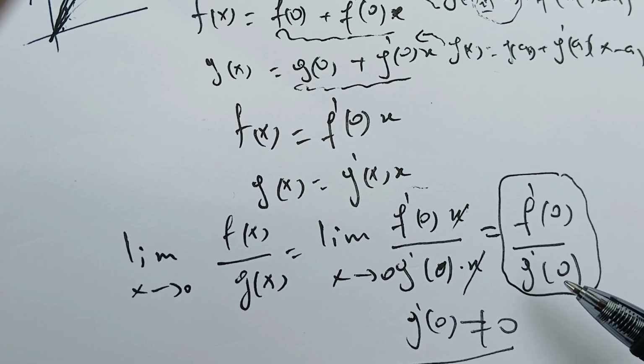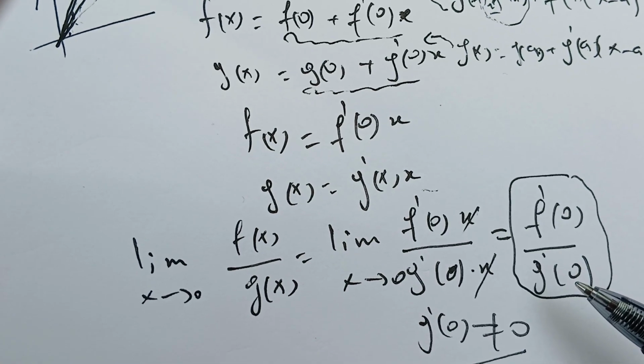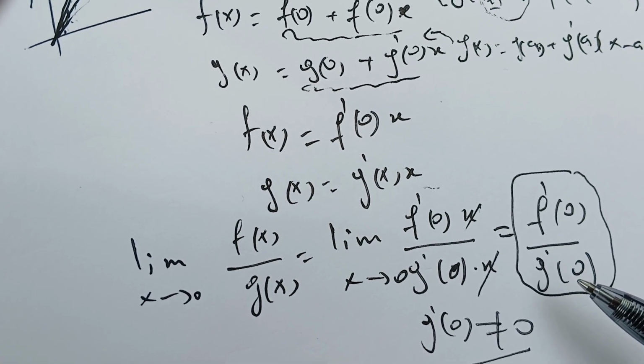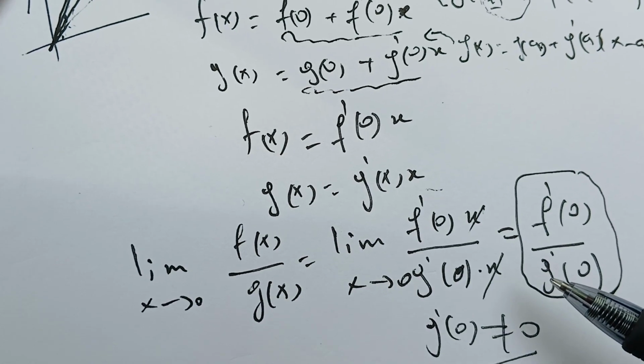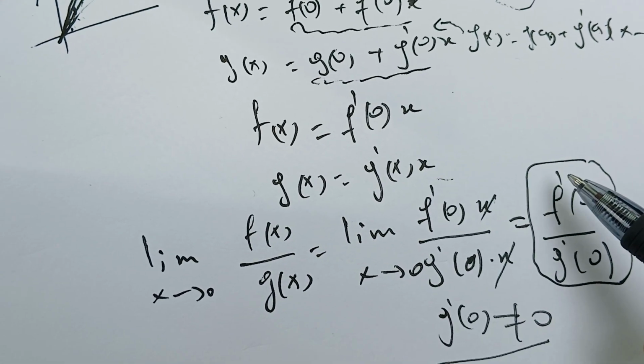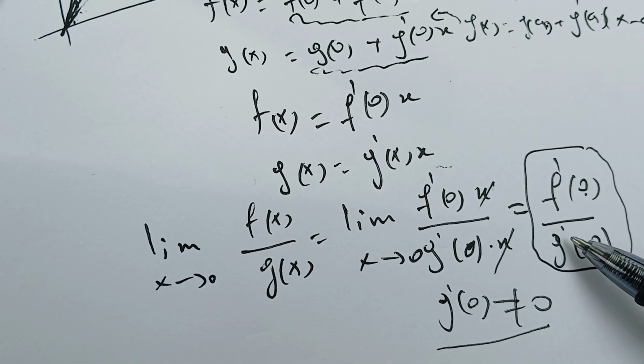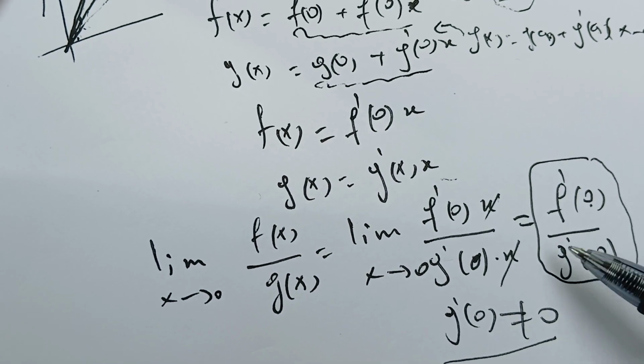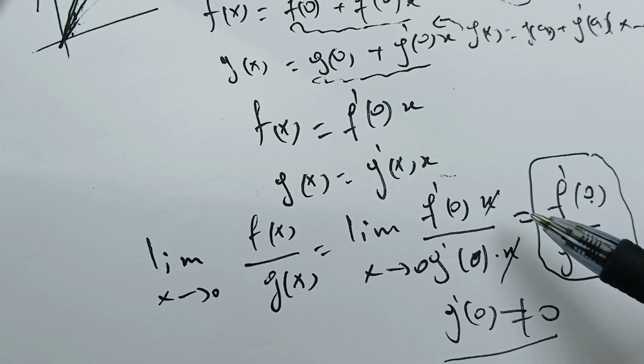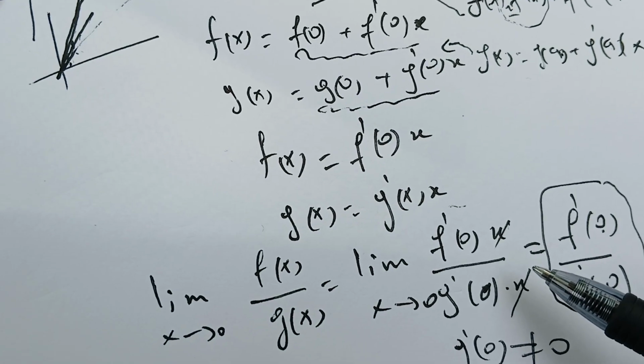It's very helpful to see this, because sometimes you apply it many times. In fact, we will see that we don't stop at f prime of 0 over g prime of 0. We can do more. We can keep going. But for now, this is what we need. Thank you.